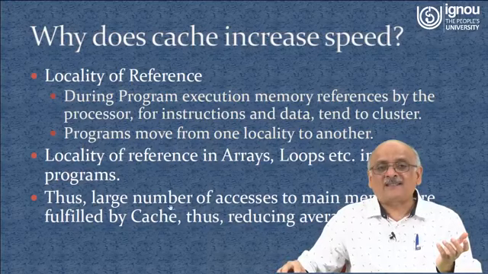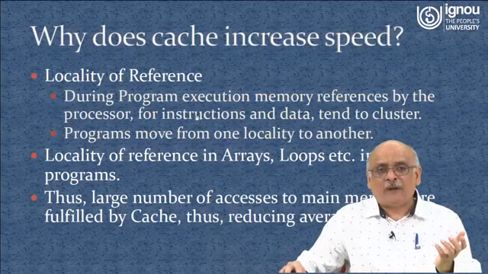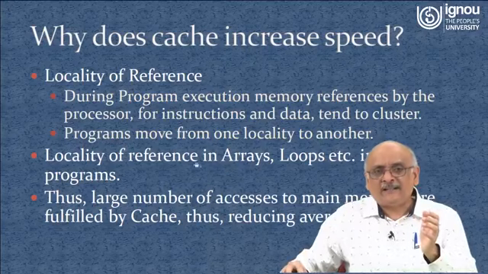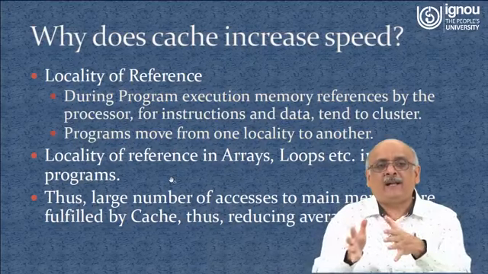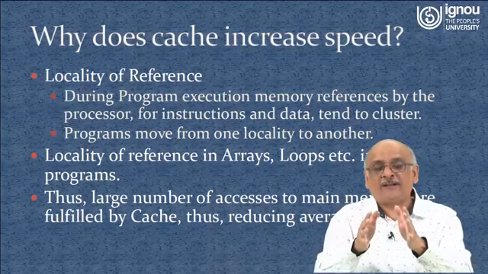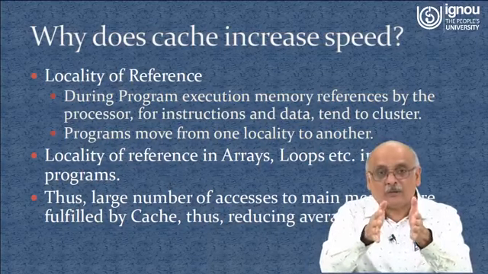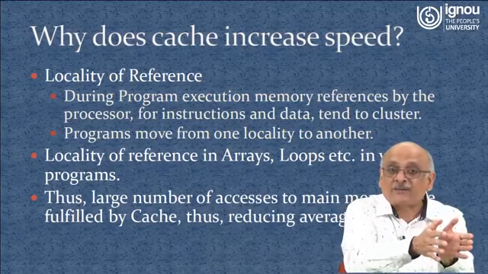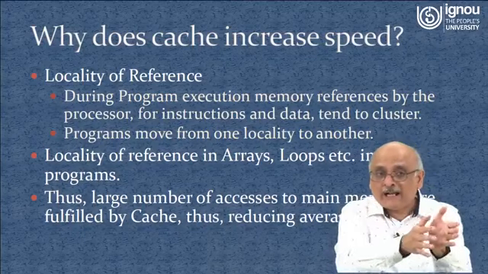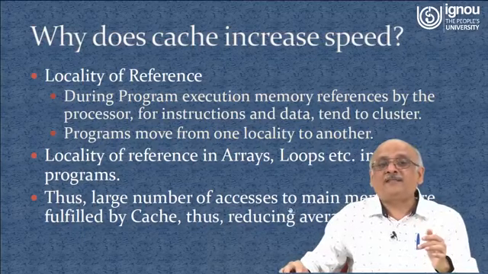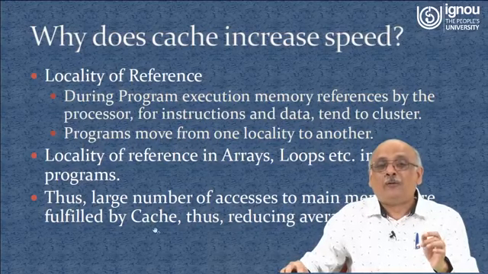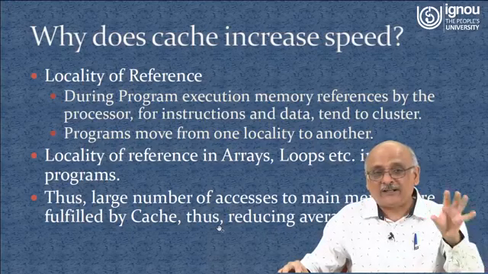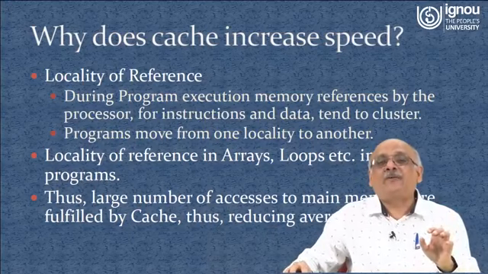in your programs. Thus, a large number of accesses to main memory are fulfilled. So what are we going to do? We are going to bring the content which is currently required by the CPU for execution of the program from the main memory into the cache memory. If we do that, a large number of accesses to main memory are then fulfilled by the cache because we have transferred the content into the cache, thus reducing average access time.